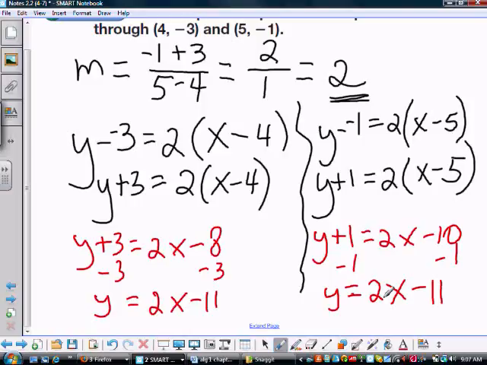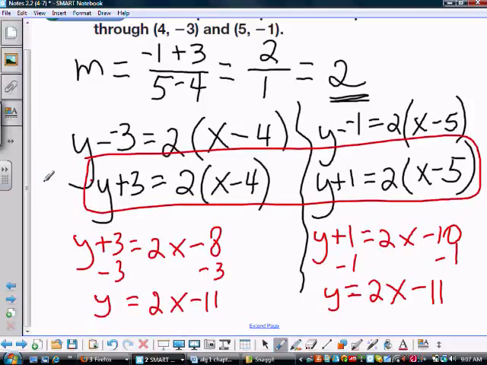They turn out to be the same equation. It's just that there is more than one way. There's an infinite number of ways that you could write an equation in point slope form. And there's two ways considering this line. So either one of these solutions is correct for point slope.